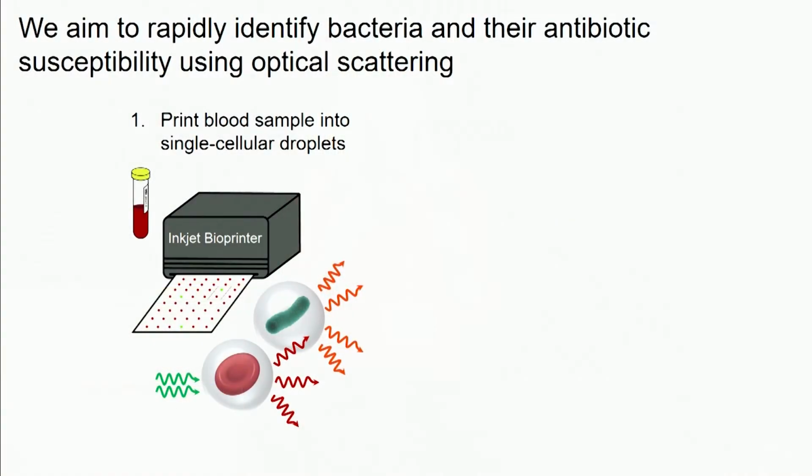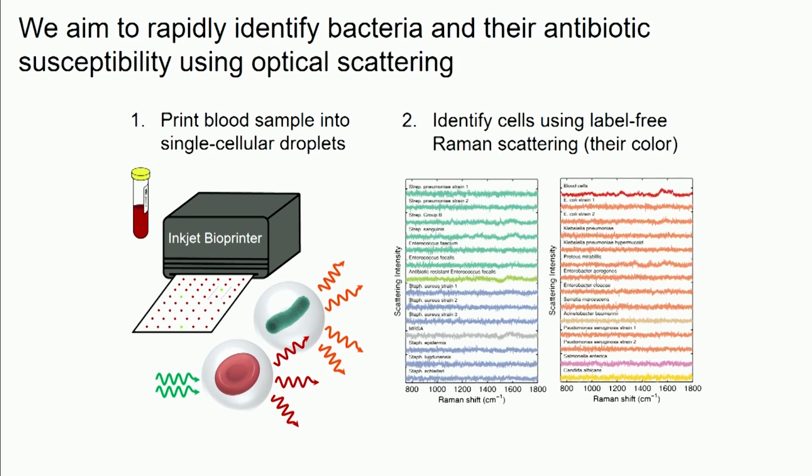So the idea is you would take the blood sample, basically print it into a 2-dimensional array where each pixel of that 2D array corresponds to a single cell. So that could be a red blood cell, a white blood cell, it could be a bacterial cell. And then we use optical scattering to detect which type of cell is in which pixel. So this is a process called Raman scattering. And you can imagine, since we're detecting scattering from a single cell, that the signal is going to be pretty noisy. So we need to combine machine learning with some hardware to amplify this signal.